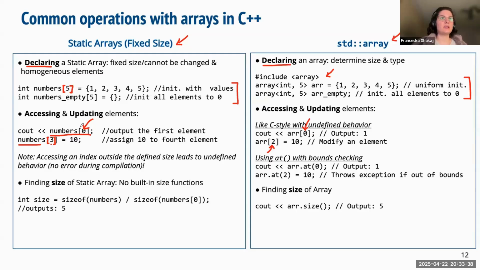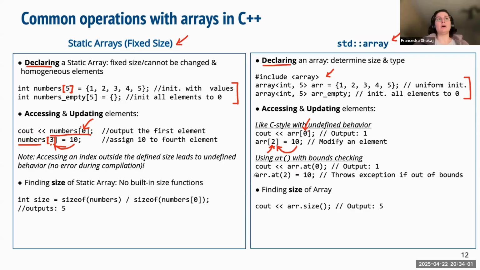Access this element so we can print it, access this element so we can modify it and set the value 10 into it. Access this value so that we can print it, access this value so we can modify it and put the value 10 in it. Okay, so both of them are very similar in terms of how we access and update elements.